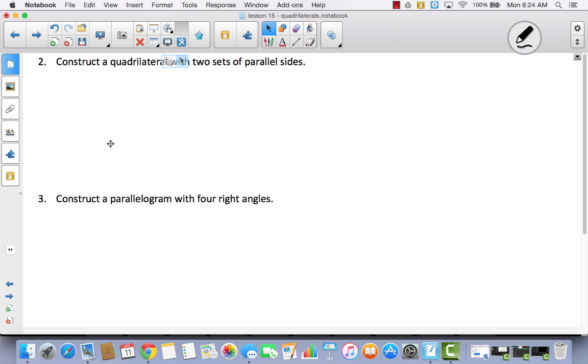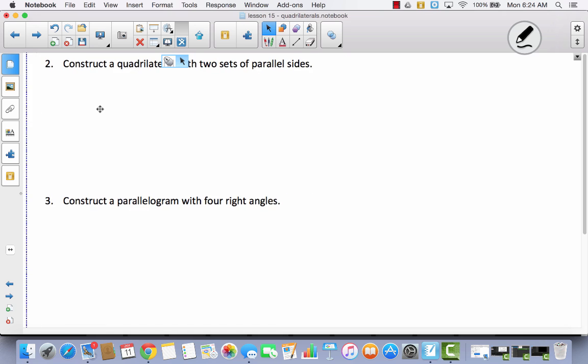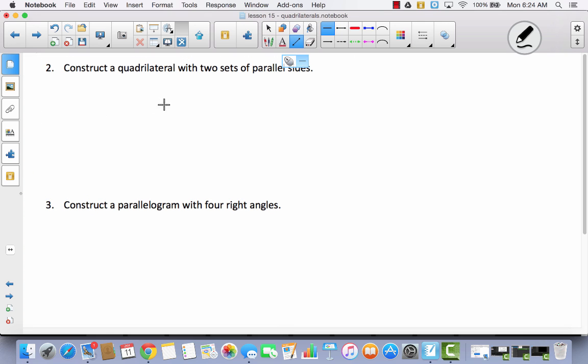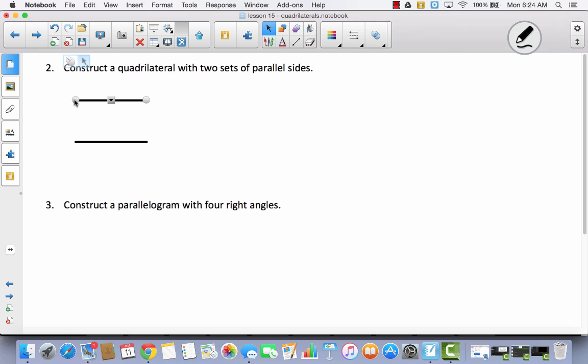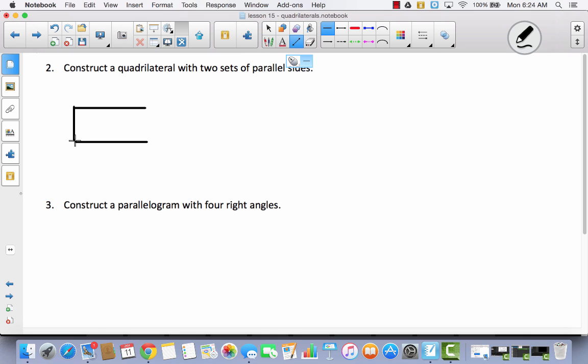Okay, so you should have drawn a rectangle because a rectangle has 2 sets of parallel sides. So the top and the bottom are parallel and the sides are parallel. Let's see if I can make this nice and straight. Okay, so let's go ahead and label the parallel sides if you haven't already done that. When you have 2 sets of parallel sides, on the opposite sides you put 2 marks like this to show that these are the ones that are parallel to each other. Okay? All right, so this is a rectangle.